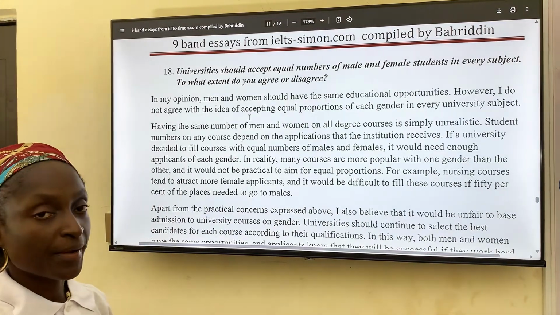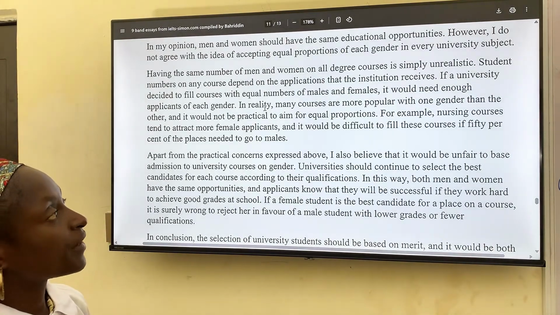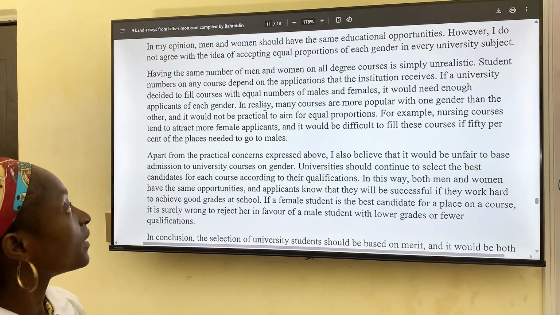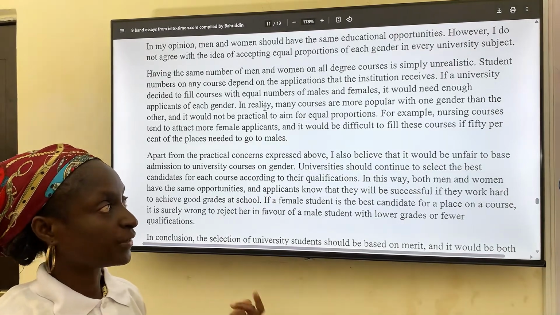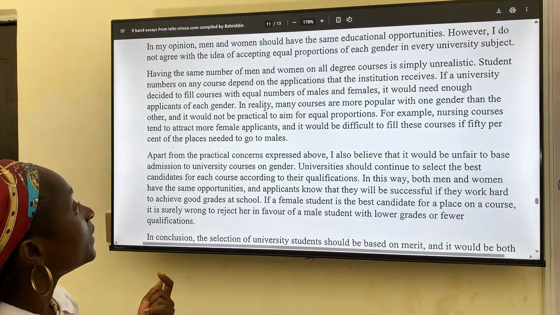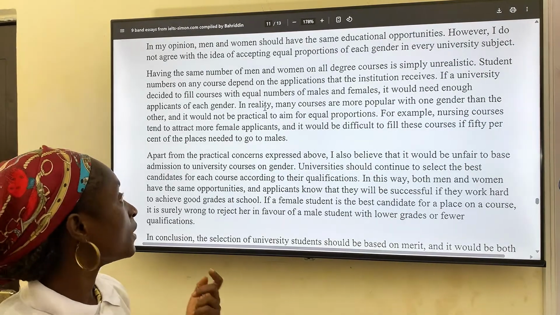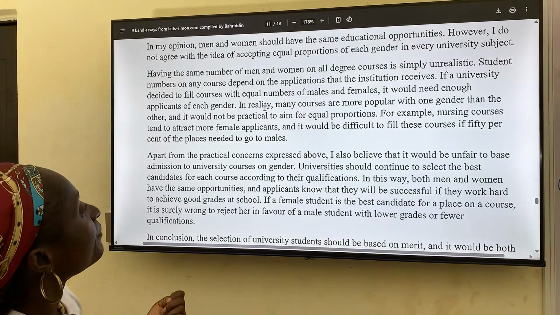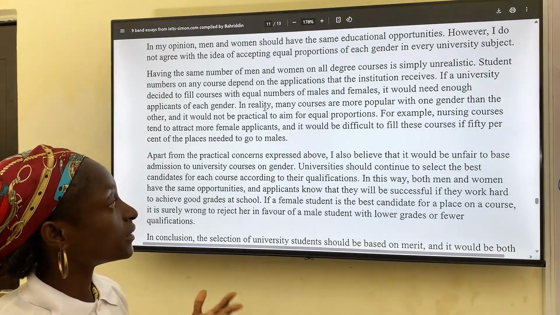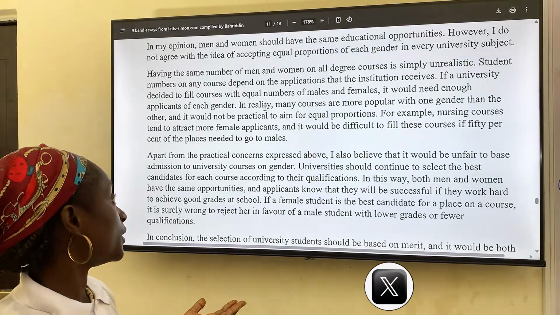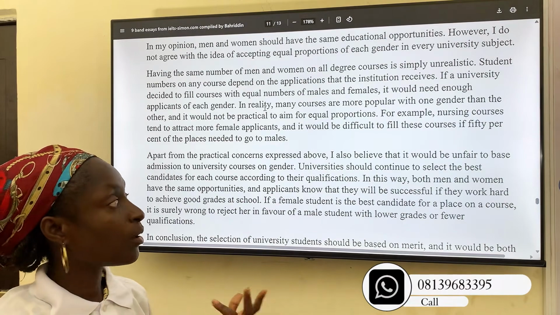Now, the first body paragraph. Having the same number of men and women on all degree courses is simply unrealistic. Student numbers on any course depend on the applications that the institution receives. If a university decided to fill courses with equal numbers of males and females, it would need enough applicants of each gender. In reality, many courses are more popular with one gender than the other, and it would not be practical to aim for equal proportions.